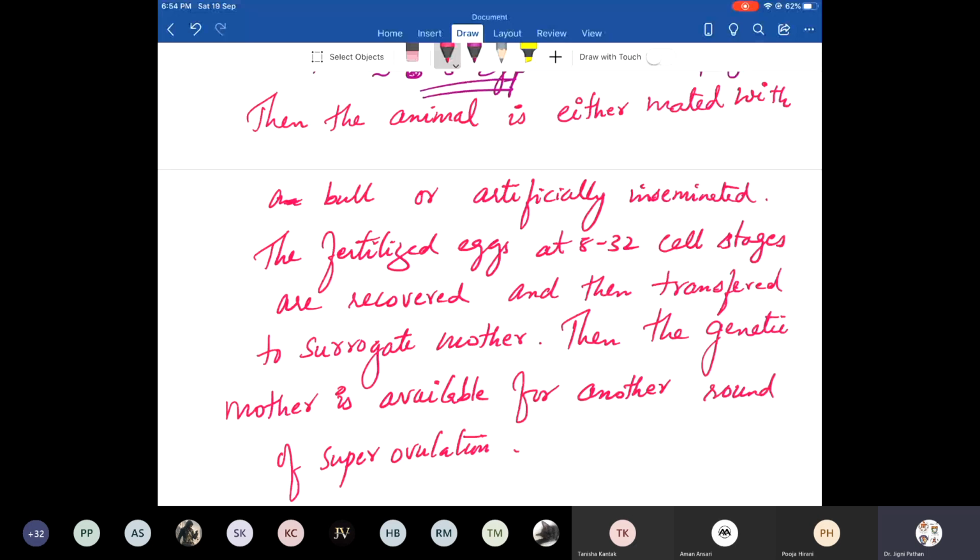Surrogate means the female who is carrying somebody else's baby. So those are called surrogate mothers. The eggs are implanted into the surrogate mother, and the genetic mother who was pregnant is now able to go for a second round of ovulation, because she has superovulatory power. Like this, they are able to increase the herd number. Is the point clear? Any difficulties to anyone?